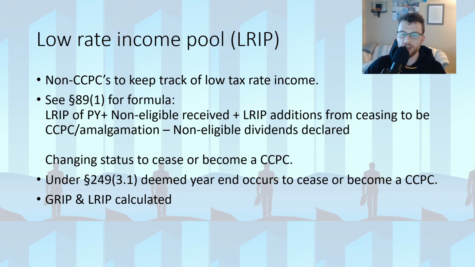When you are changing a status from being a CCPC, where you're ceasing, or you're becoming a CCPC, similar to that when you are completing an amalgamation, you must deem a year end. And this is in order to close off any accounts and define what your tax liability is under a CCPC and find what your retained earnings are with your financials. So you wanted to figure out what your GRIP is and your LRIP is as well.